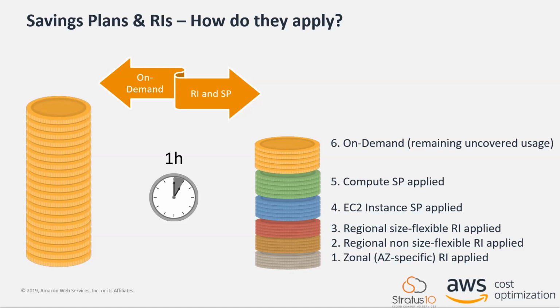EC2 instance savings plans apply to the account that purchased them first, starting with the usage that results in the highest discount and then rolling down to usage with the least discount. Compute savings plans apply within the account that purchased them, also starting with the usage that will result in the highest discount before rolling down to usage with lower discounts. And lastly, both EC2 instance savings plans and compute savings plans apply to running instances first and then to unused on-demand capacity reservations.